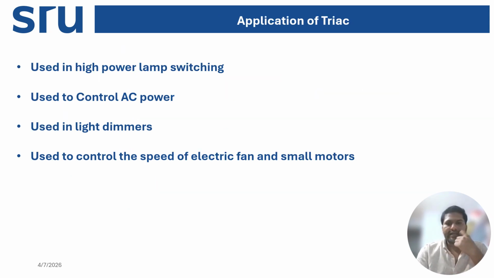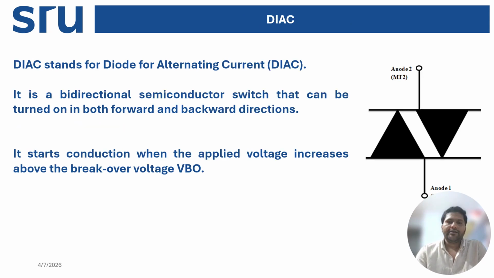So application of TRIAC: it is used for high power lamp switching, to control AC power, in light dimmers, and to control the speed of electric fans and small motors. Next, another type of special diode, that is DIAC. DIAC stands for diode for alternating current. It is a two-terminal bidirectional semiconductor device used mainly for triggering of TRIAC.